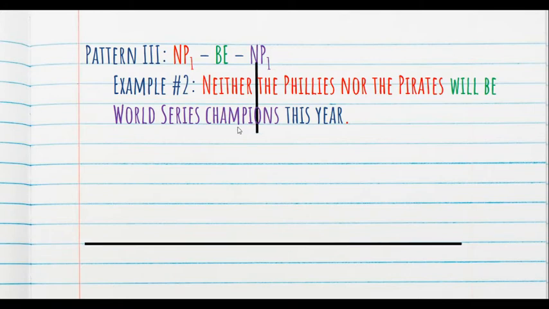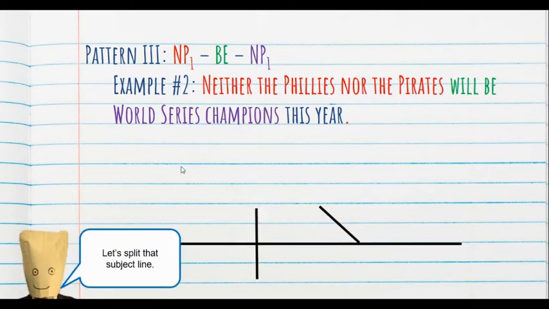All right, so when I build this, I know ahead of time that I'm going to have to split that subject because I actually have two. And I cannot put both Phillies and Pirates together. It's not like President Clinton, which is all one name. These are two separate entities. So therefore, I'm going to split that. And you can split any line.